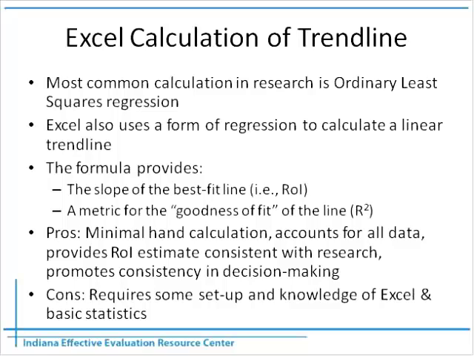The pros are that there's pretty minimal hand calculation. This method accounts for all of the data points, and it provides a rate of improvement estimate that's consistent with the research, and that promotes consistency in decision making. If we think about all the variability between measures, school districts, and different policies, most people will have access to Excel. With just a few simple steps of setup, a little background knowledge of Excel and where to click, and a little understanding of basic statistics, you are able to get a calculation that could be implemented consistently across several schools or across the district.